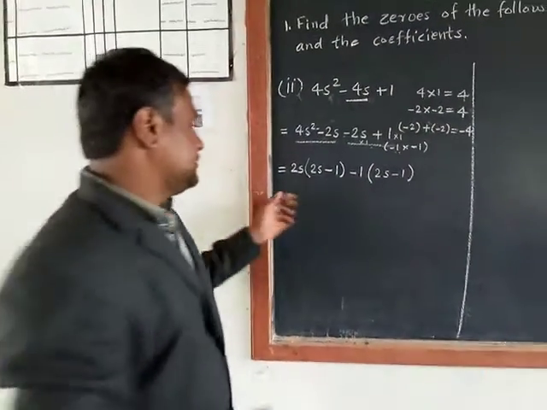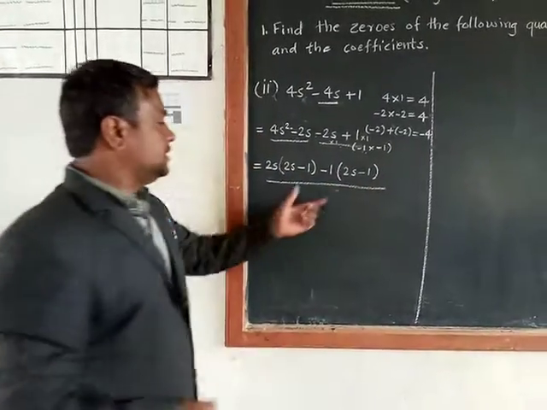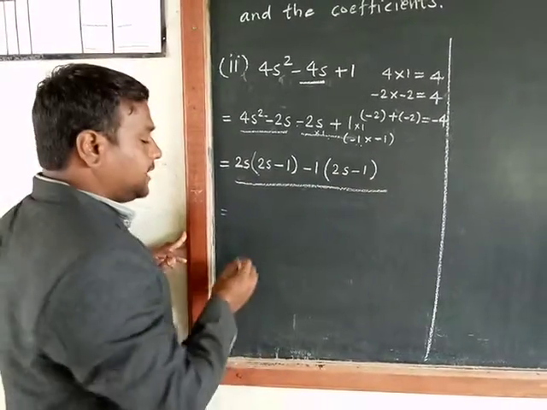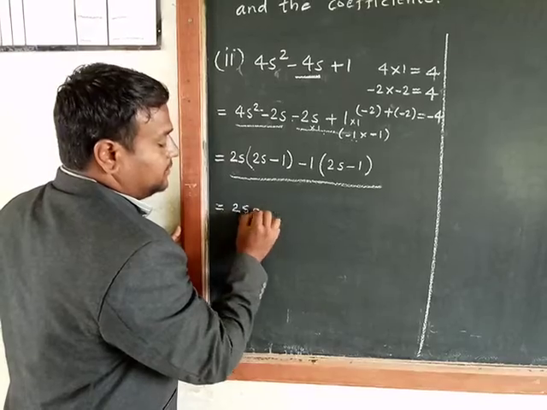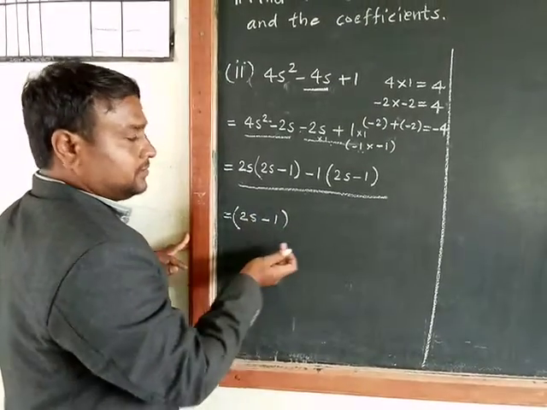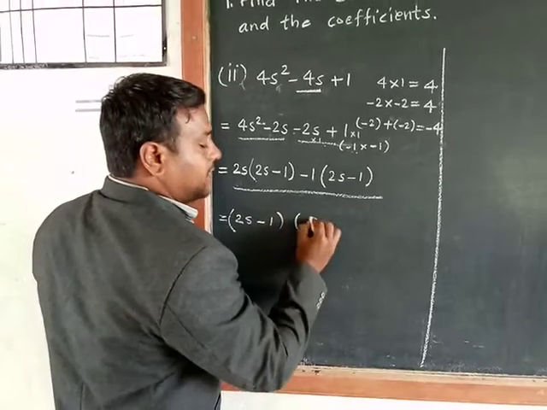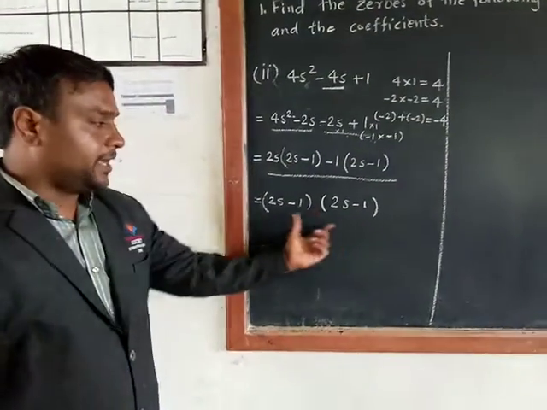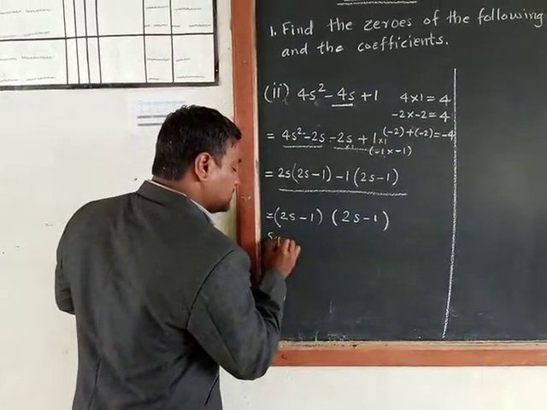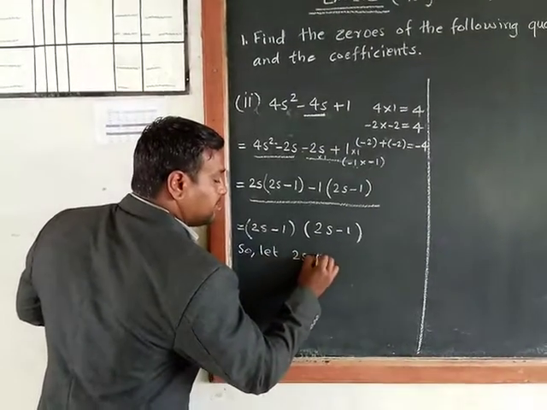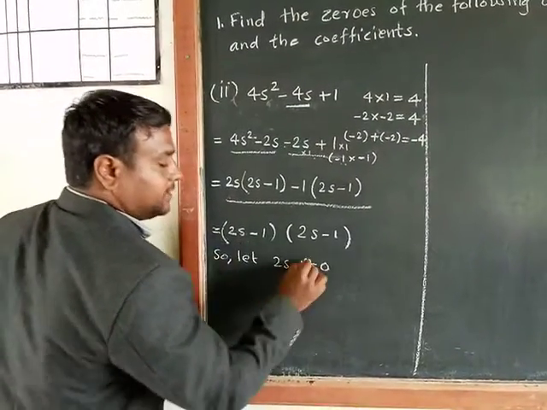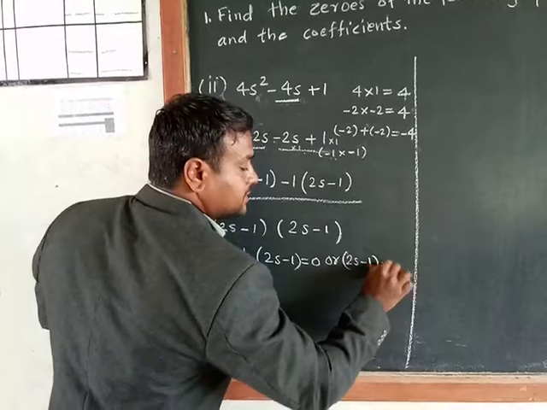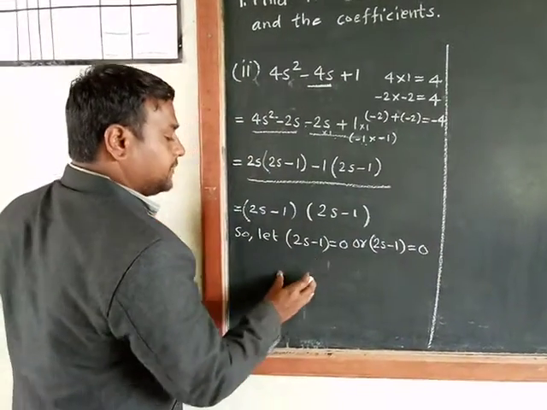Now you know that from the whole expression we have to take out the common bracket. Here 2s minus 1 is our common bracket, so we take it outside, and in the other bracket we get 2s minus 1. So here we have two brackets. Let's find the two zeros. Let 2s minus 1 equal 0 for this bracket, and 2s minus 1 equal 0 for the other bracket.